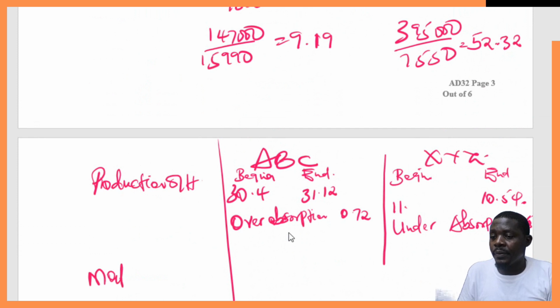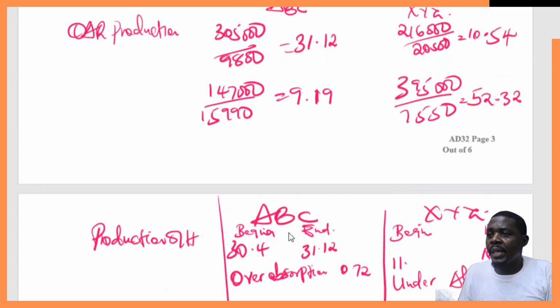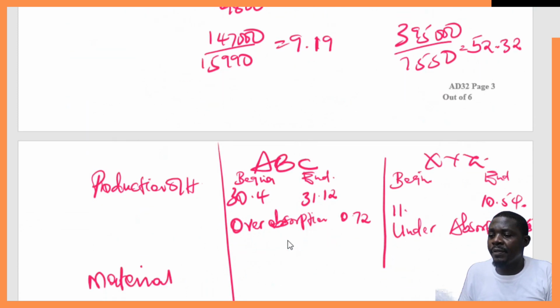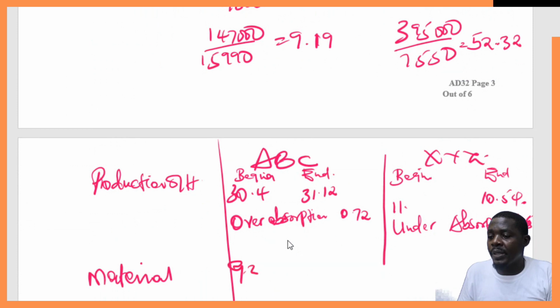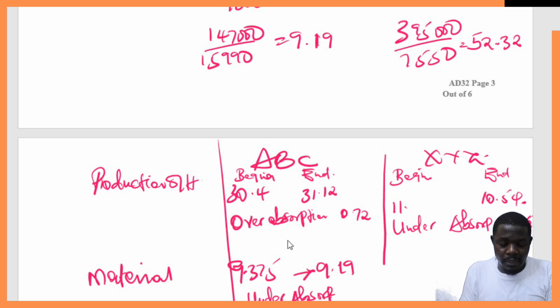What about the overhead of material? Absorption rate of material: at the beginning we had for ABC 9.375. At the end it was 9.19. We had under absorption of 9.375 minus 9.19, which is 0.185.